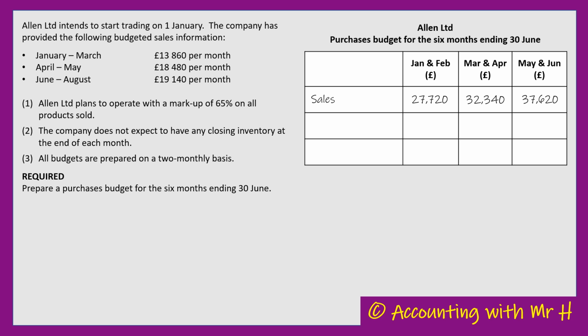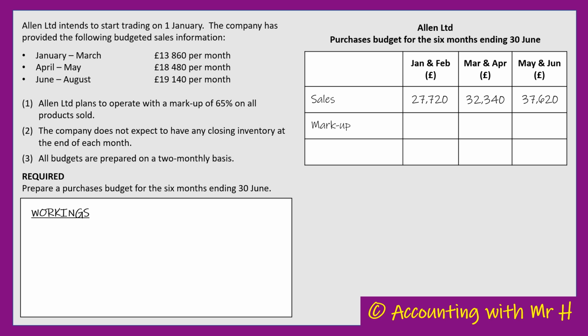So this one here then, markup, so 65%. So whatever the business pays for their goods, they add on a 65% markup to reach the selling price. Or put another way, whatever the cost of the purchases is, add on 65% and you will get to the sales revenue. So my next row is going to be an adjustment for the markup. And let me get a workings box.